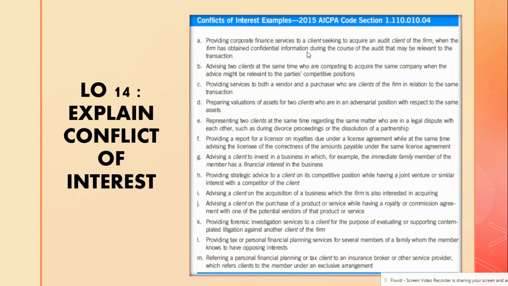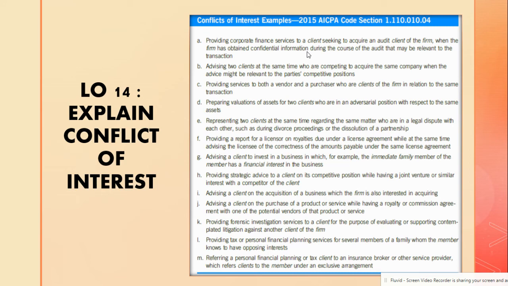Other than that, conflict of interest is where the same audit accounting firm provides accounting service to the client and at the same time provides audit service to the same client. So that is a conflict of interest. Okay, that may create a threat to auditors' independence. Or another simple example is where you perform audit on your own family member, for example. So yang tu pun akan create conflict of interest.